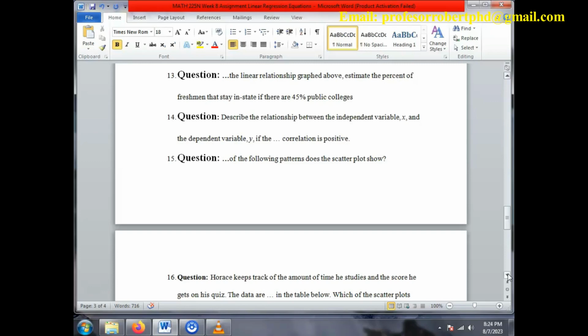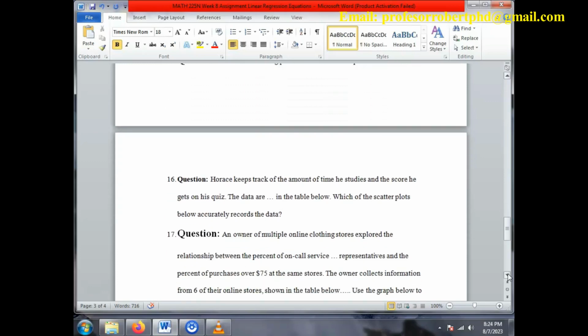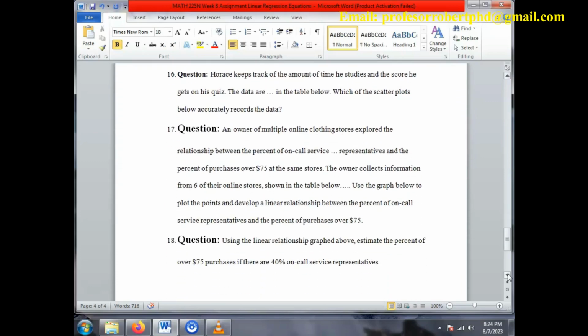Question 14. Describe the relationship between the independent variable, x, and the dependent variable, y, if the correlation is positive. Question 15. Which of the following patterns does the scatter plot show? Question 16. Horace keeps track of the amount of time he studies and the score he gets on his quiz. The data are in the table below. Which of the scatter plots below accurately records the data?